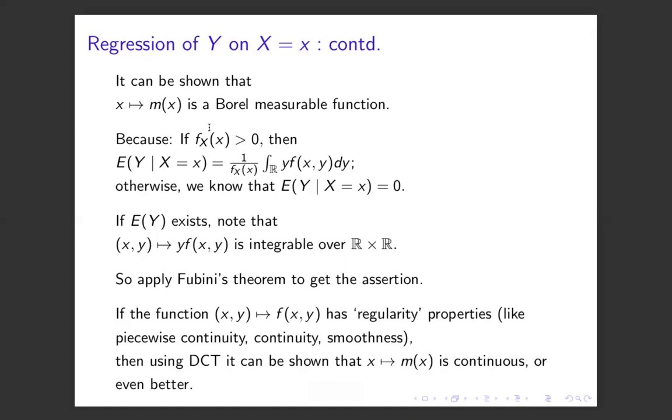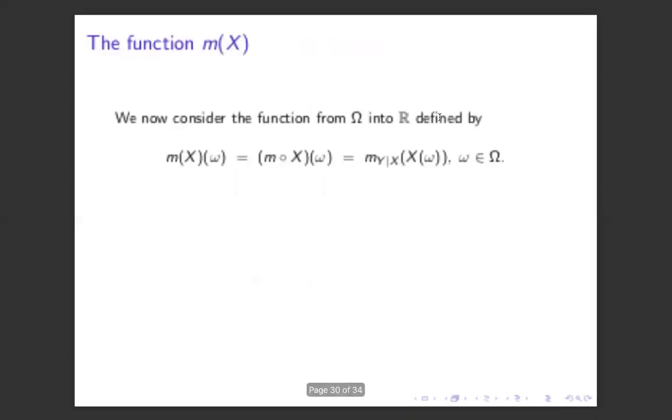So now that we are assured that this is a nice function, or rather a bona fide function in our setup, one can proceed further. So we can now consider the function from capital Omega to the real line defined by the composition of X and m, just as in the case of discrete random variables. We will call this the m X function: at an omega in capital Omega it is m of X of omega.